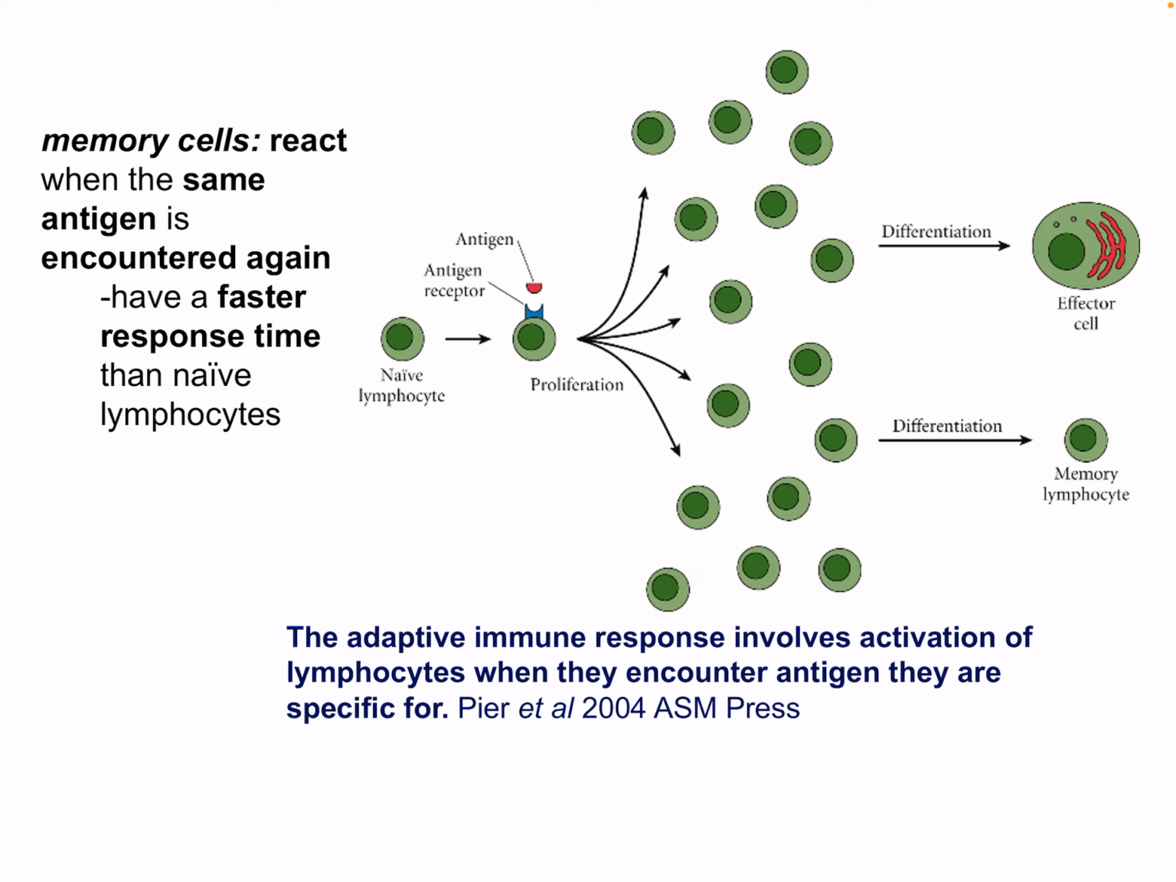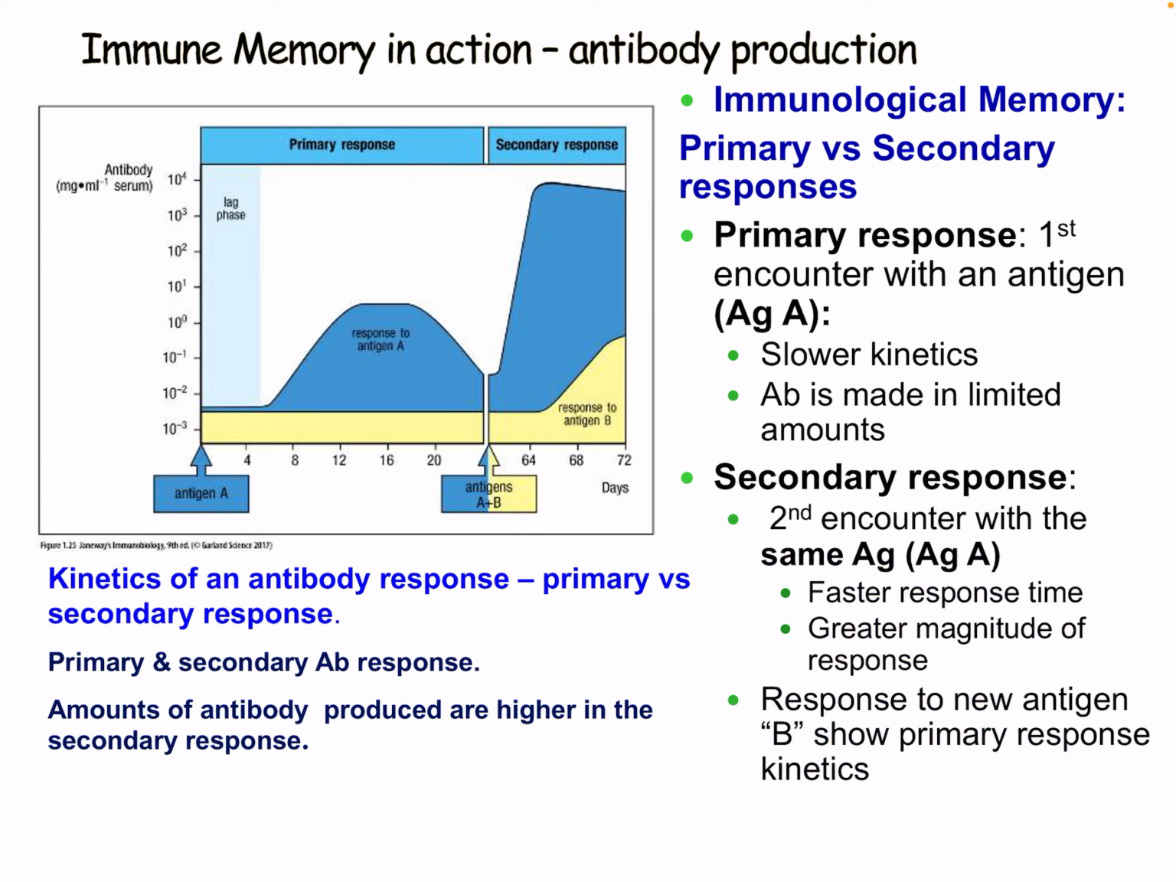So we have our memory cells, which react to the exact same antigen we encountered before. The same one that causes initial differentiation into our effector cells as well. But during our memory or secondary response, where our memory cells are activated, we have a faster response time than our naive lymphocytes and usually a more powerful one as well.